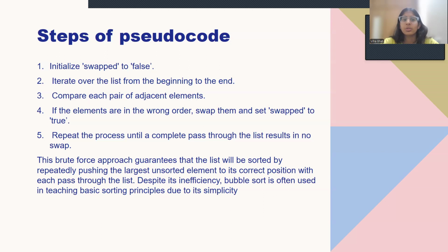Steps of pseudocode. Initialize swapped to false. Iterate over the list from the beginning to the end. Compare each pair of adjacent elements. If the elements are in the wrong order, swap them and then set swapped to true. Repeat the process until a complete pass through the list results in no swap. This brute force approach guarantees that the list will be sorted by repeatedly pushing the largest unsorted element to its correct position with each pass through the list. Despite its inefficiency, bubble sort is often used in teaching basic sorting principles due to its simplicity.